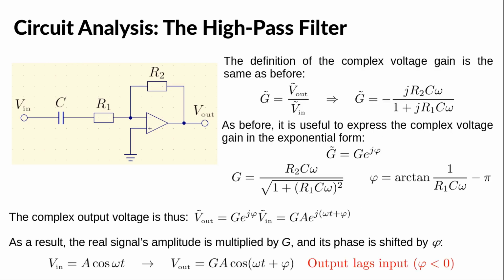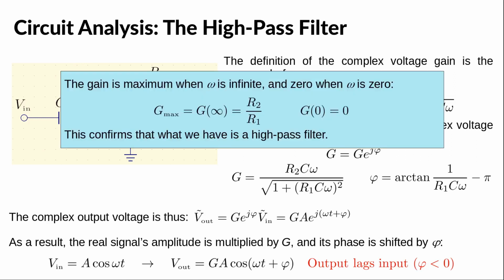We define the complex gain exactly as before, and we write it in exponential form. The amplitude of the real signal is thus multiplied by the real gain G, and its phase is shifted by phi. You can check that phi is negative, but greater than minus pi, so this means that this time the output voltage lags the input voltage. From the expression of the gain, it is easy to see that it is maximum and equal to R2 over R1 when omega is infinite, and 0 when it is 0. So this confirms that what we have is a high-pass filter.